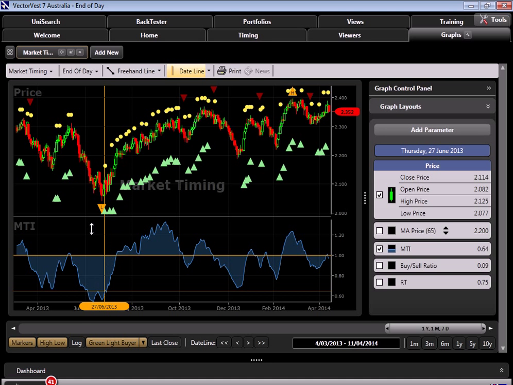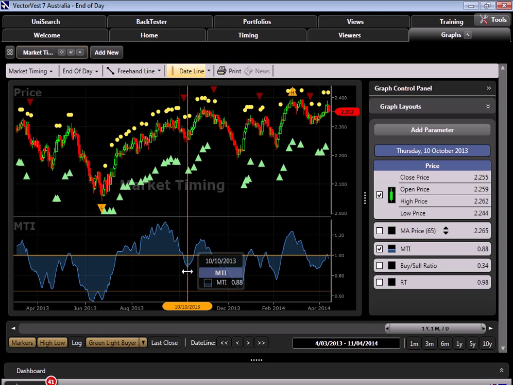So another re-entry after this downturn was on the 27th of June. If we look forward here, it wasn't such a severe downturn here in October, but the MTI reached a level of 0.88, and the first green light in the price column of the color guard occurred on the 11th of October.